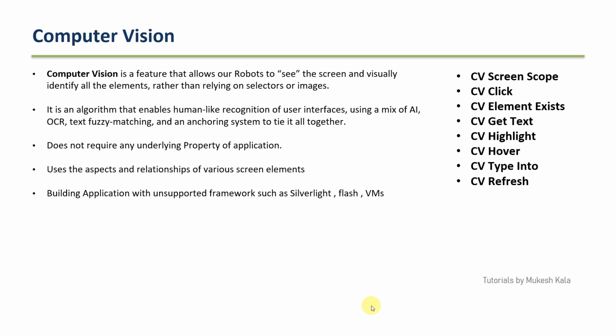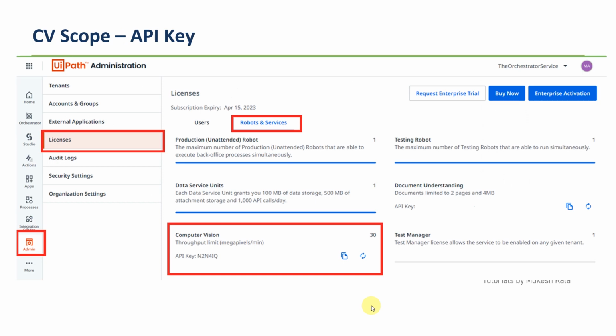How would you get it? How does the CV work? You need to first get an API key for the CV. Is it available in my cloud free version? The answer is yes. You have the computer vision available in your free version of the community edition as well, right? You simply have to go to the cloud.uipath.com, go to the licenses. In the admin section, you would have robot and services, and here you would have something which is the computer vision. So this is your key, right?